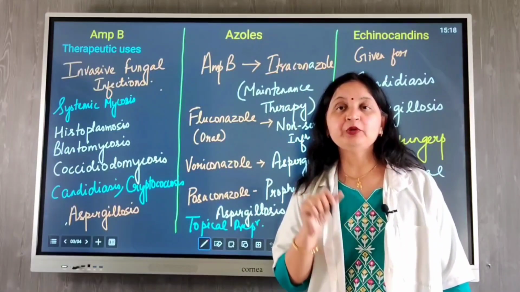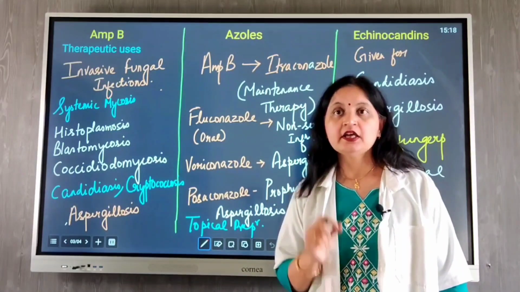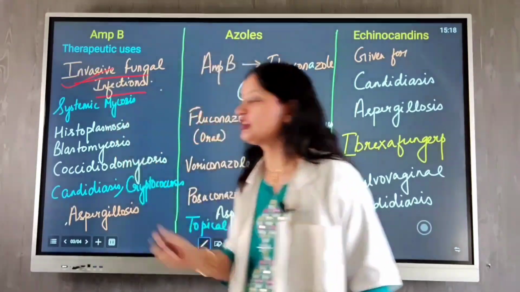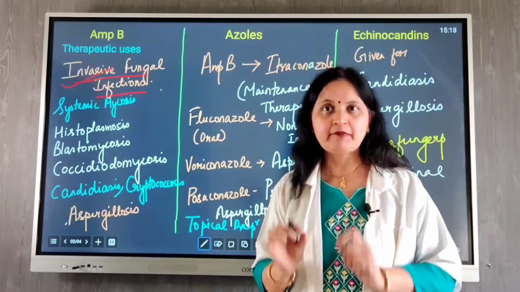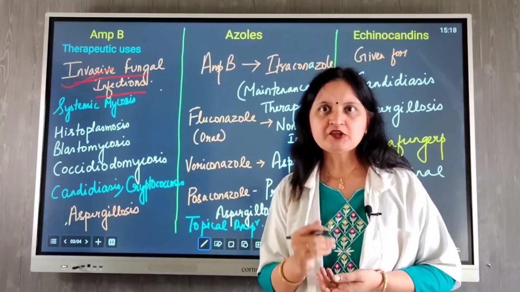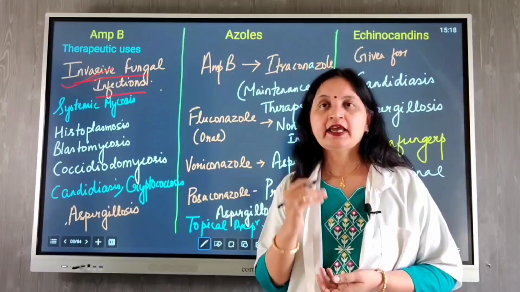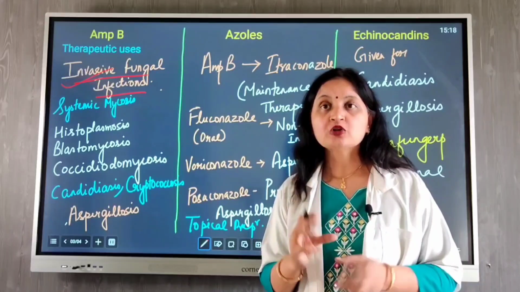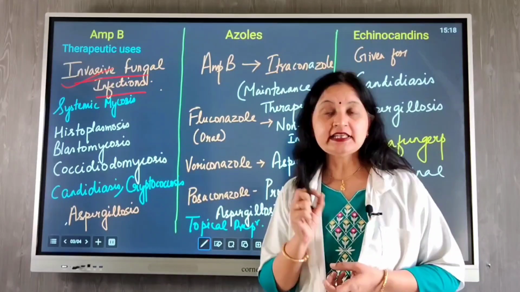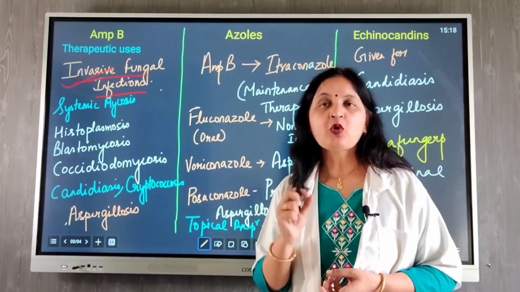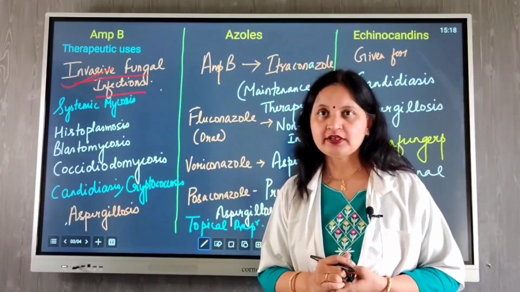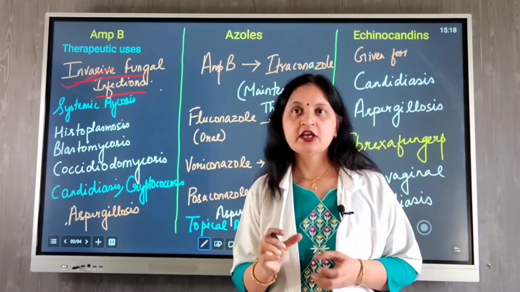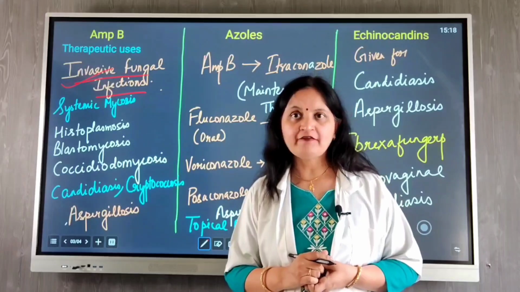Now, let's discuss the therapeutic uses of different antifungal drugs. Now, talking about Amphotericin B, it is best suited for treating invasive fungal infections, so serious fungal infections or systemic mycosis such as histoplasmosis, blastomycosis, coccidioidomycosis can be treated with Amphotericin B. It is the best drug for treating systemic mycosis. Also, yeast-like fungi such as Candida, disseminated candidiasis, cryptococcal meningitis can be treated with Amphotericin B. It also treats opportunistic fungal infections such as aspergillosis. So these are some of the therapeutic uses of Amphotericin B.